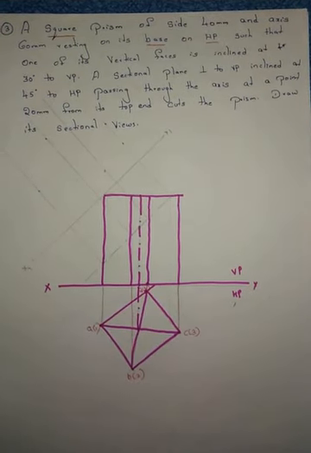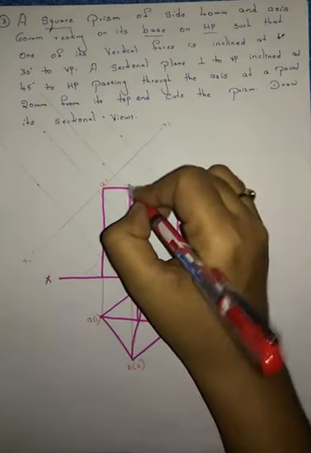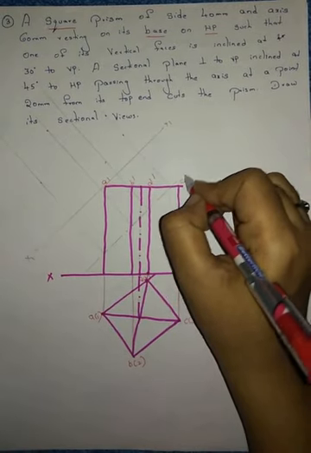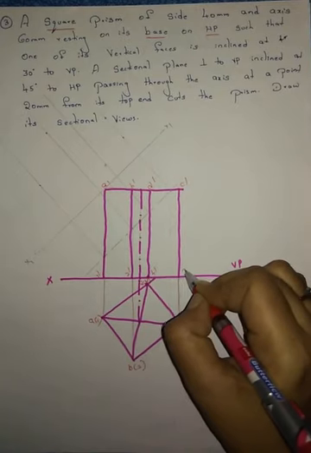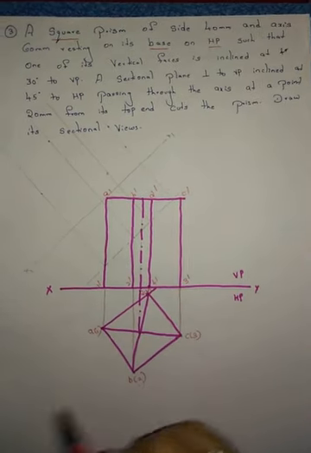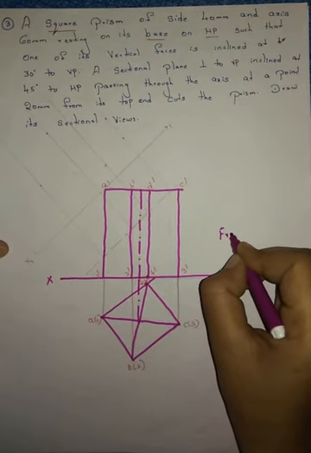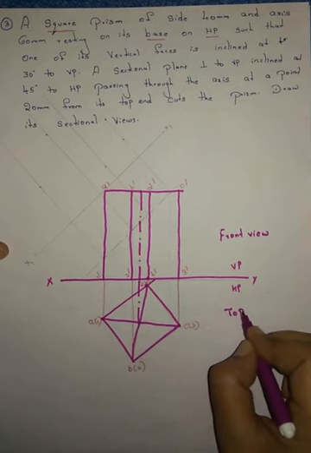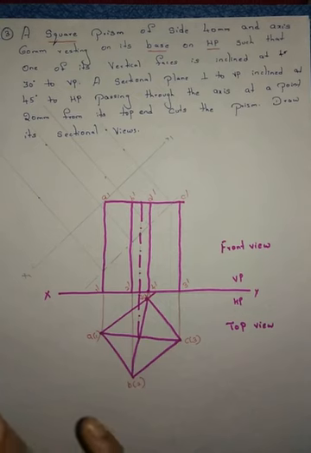Now what is the point name here? A dash. What is the point name here? B dash. This is D dash, and this is C dash. Then 1 dash, 2 dash, 4 dash, and this is 3 dash. So this is your initial position. This will be your front view, and this is your top view. So this is the first part of the question.